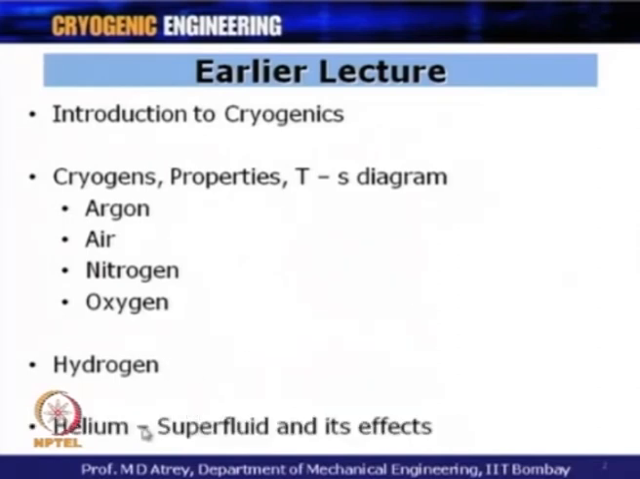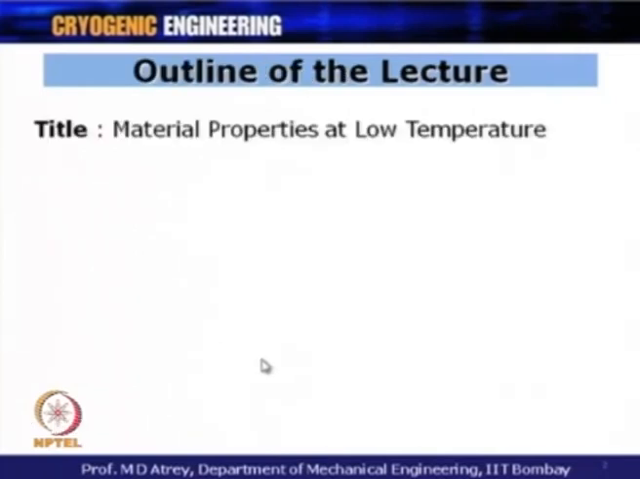We talked about helium isotopes, which is helium 3 and helium 4. Also we talked about normal helium 1, which is helium at 4.2 K, helium liquid, and we talked about helium as superfluid, which is helium 2. In this lecture, we will talk about material properties at low temperature.